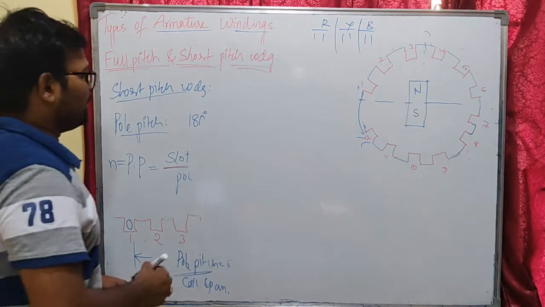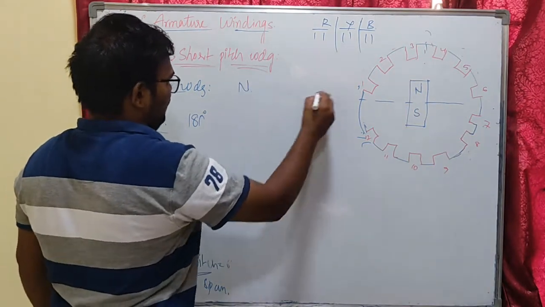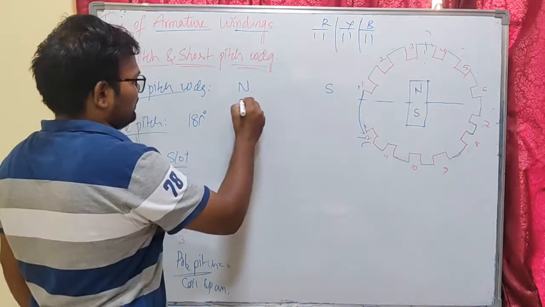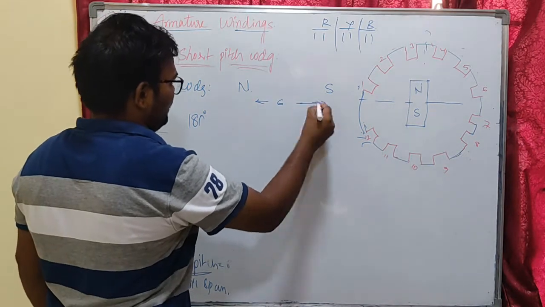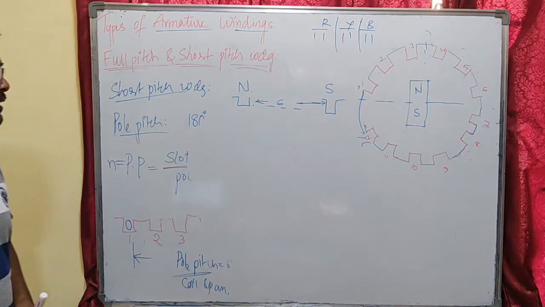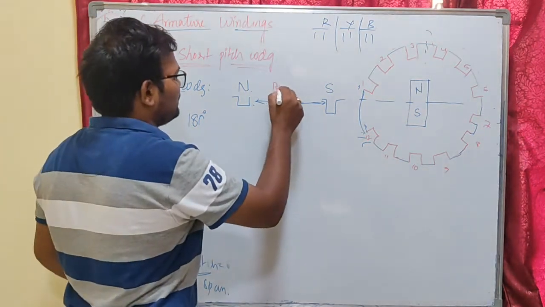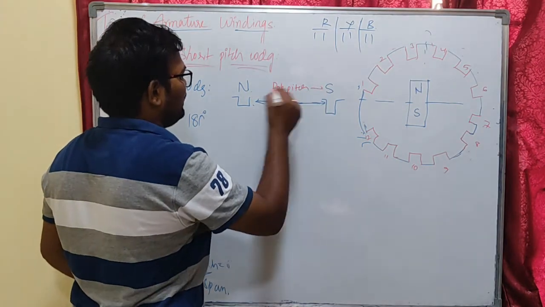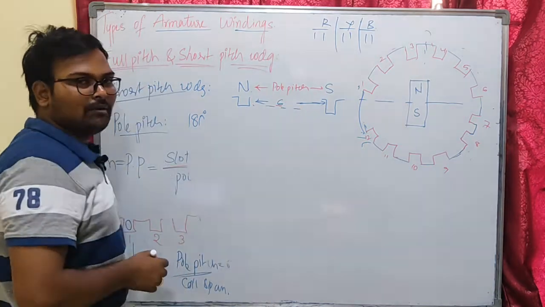So I have a winding like this. This is my north pole and this is my south pole. There will be 6 slots between these two. So this is my one slot and this is my another slot. This distance is pole pitch, which is nothing but 6. I am assuming it is 6.